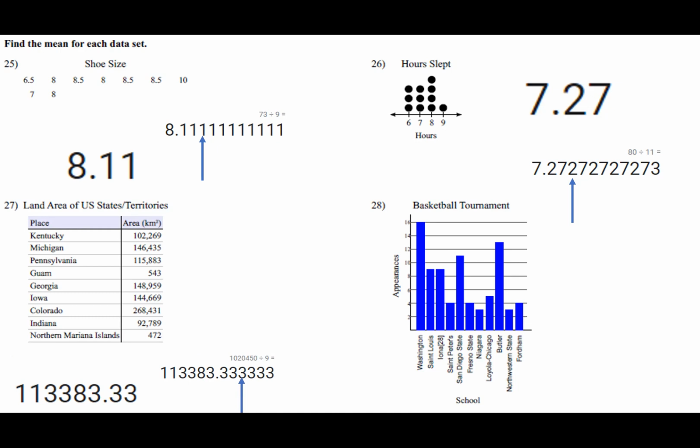All right, let's take a look at number 28. I'm going to add all my numbers, 16 plus 9 plus 9 plus 4. I'm adding everything. Let me divide this by 11 because I added 11 numbers. I take a look at my third decimal number. It is pretty small. So my answer is 7.36. Not a big deal for me.